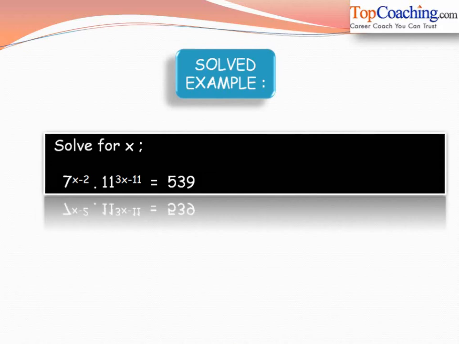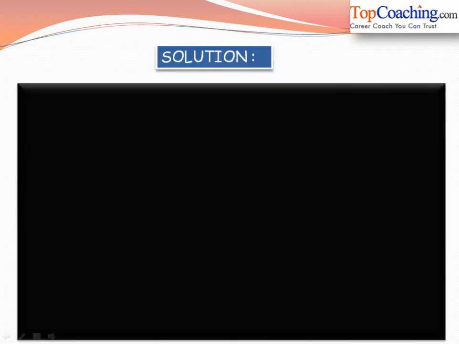Now let's start to solve the last problem, and this problem says solve for x, and we have been given the equation as 7 to the power of x minus 2 into 11 to the power of 3x minus 11 equal to 539. So we have to solve this equation and find the value of x. Now how to do that? Let's look at the solution of this.